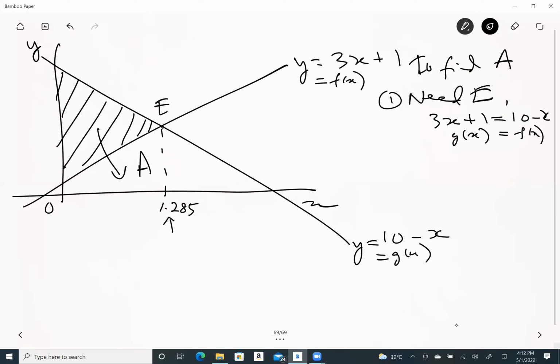So that is not right. So get me the right one.